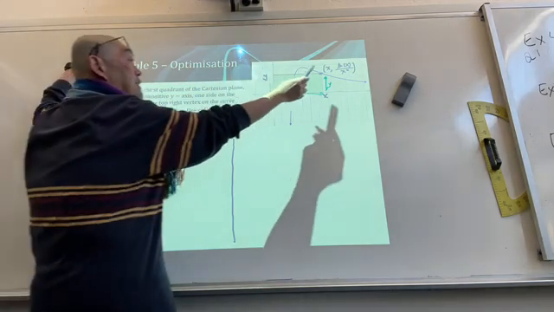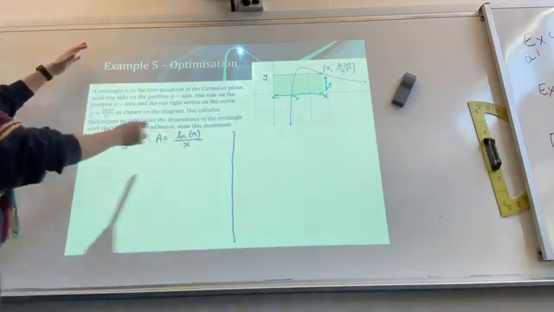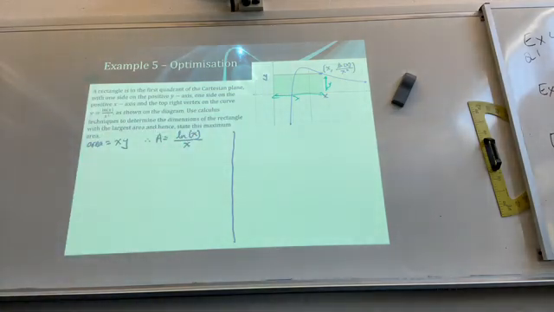So the area is x times y. x times log of x over x squared is therefore log of x over x. Correct? So once you've got that, you find the stationary point, isn't it? You should be able to use the quotient rule and your knowledge of log to actually differentiate that. So you need to know your calculus technique.